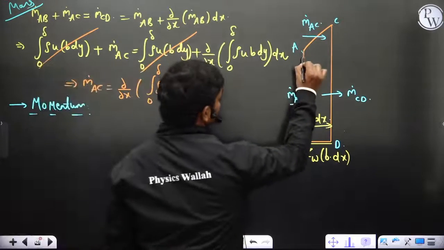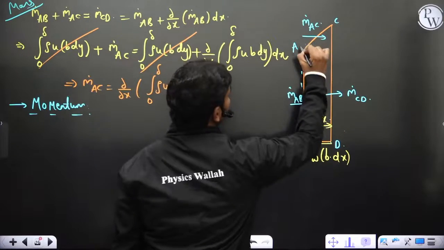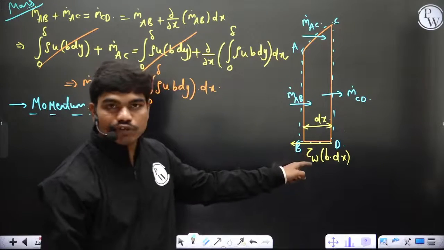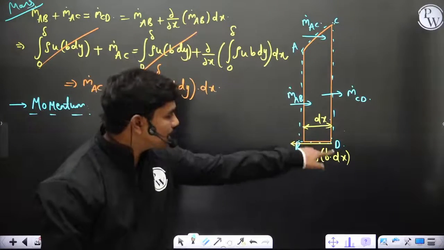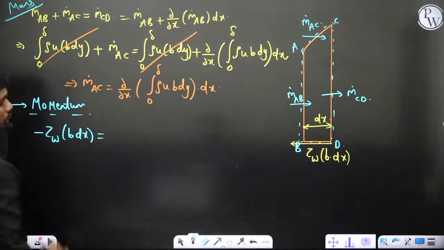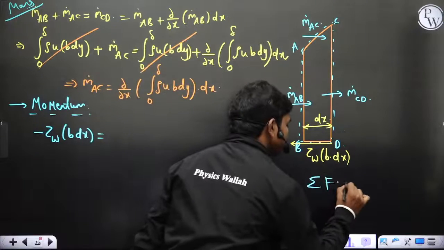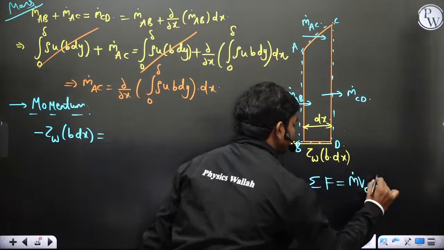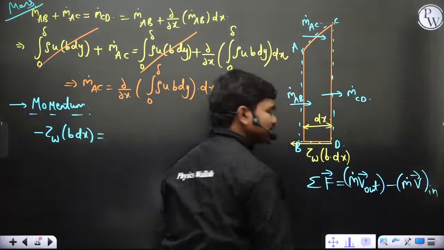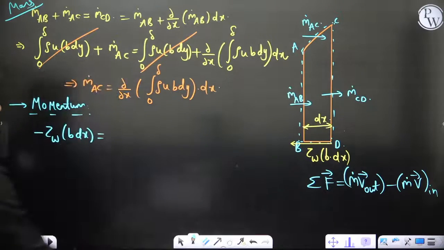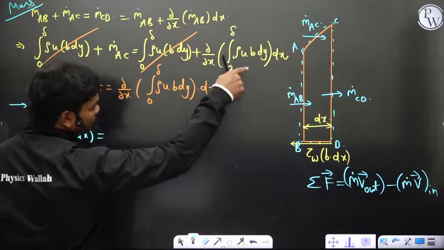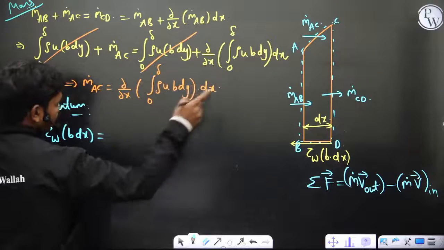So if you take this as the control volume of the fluid, on this control volume this is the external force exerted by the plate on the fluid. So minus tau w into b dx is equal to, as we have seen, momentum: sigma F is equal to m dot v out minus m dot v in, relative, because the plate is in a fixed condition. So minus tau w b dx is the reverse force exerted by the plate on the fluid, correct.